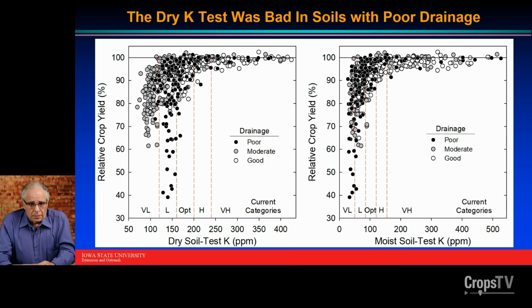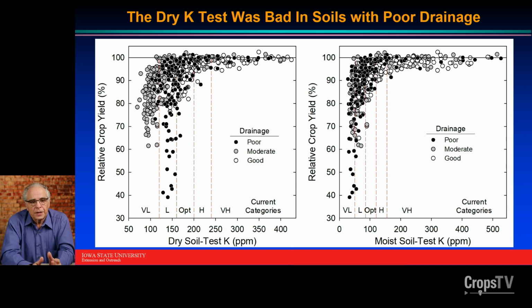Those data showed by 2013 that the dry test was very bad in soils that have poor drainage. And what I mean by that is mainly the Canisteos, the Websters, the Colo, the Judson, all those soils that are very productive, but they have poor drainage. And in this case, the color of the points doesn't show the crop, it shows the drainage. So the black is those soils with poor drainage, the moderate is the gray points, and those with good drainage are in white. Okay, so that's what we had before.